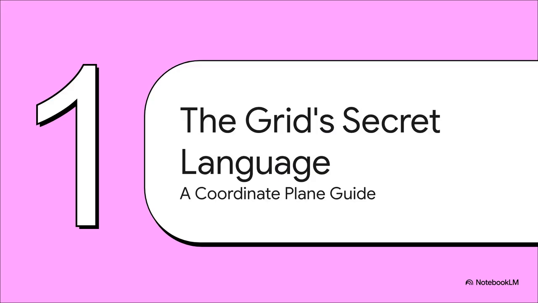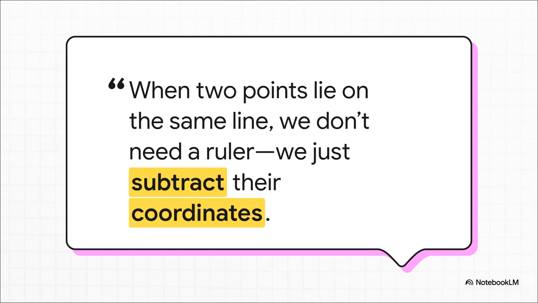And the key is to stop thinking of this as a boring math grid and start seeing it for what it is, a language. It's a language for talking about space. Every single point has a name, its coordinates, and the relationship between those names, well, that tells you everything you need to know. And there it is. That's the secret right there.